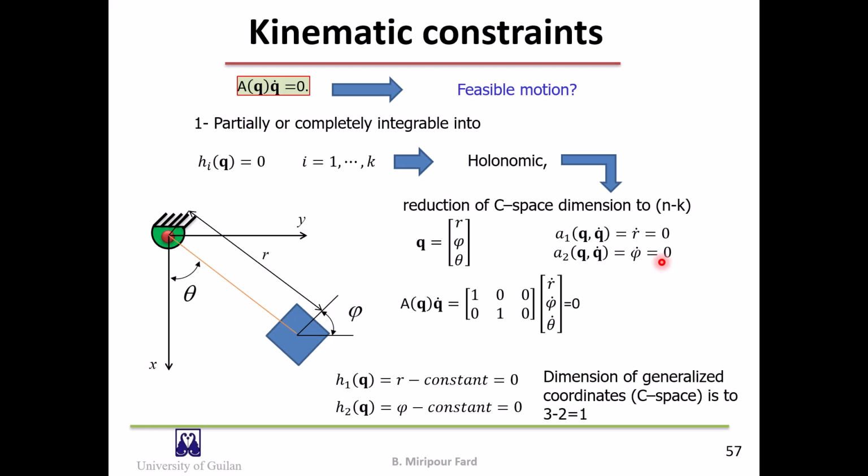Both the constraints are integrable, and we can obtain h1 and h2 as you can see here. These constraints are holonomic, and the dimension of generalized coordinates will be 3 minus 2 equals 1. We have 3 generalized coordinates and 2 constraints, so the dimension of generalized coordinates or configuration space will be 1.